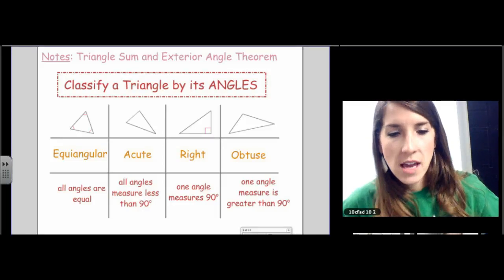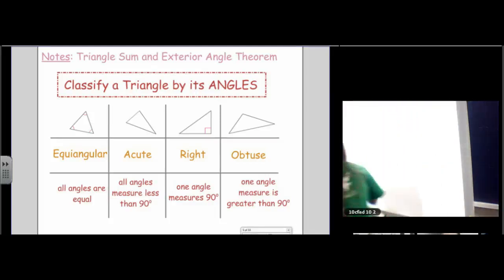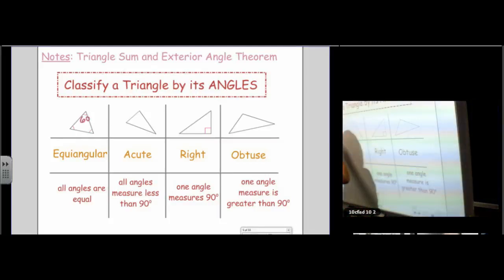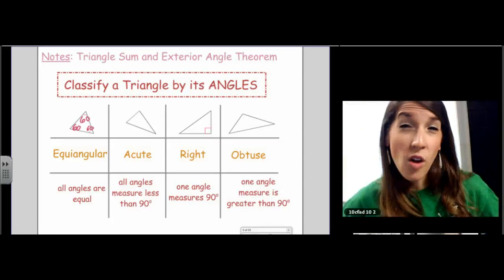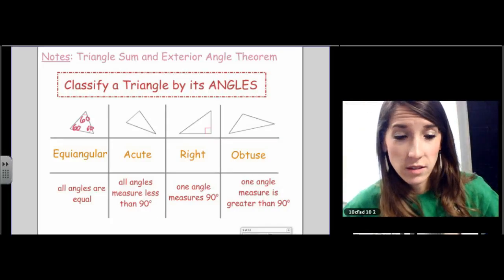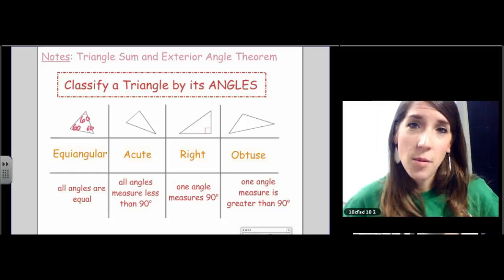So, equiangular, we already went over. We know the measures of those angles. We know that if it's equiangular, this one's 60, 60, 60, right? So, is an equiangular triangle always acute? Is an acute triangle always equiangular?